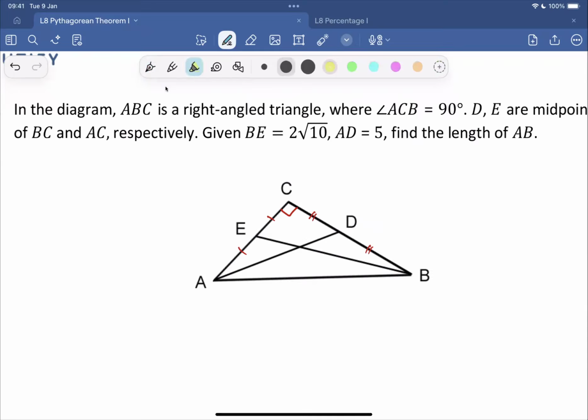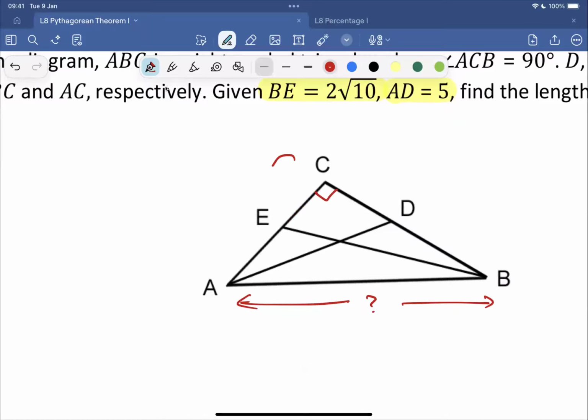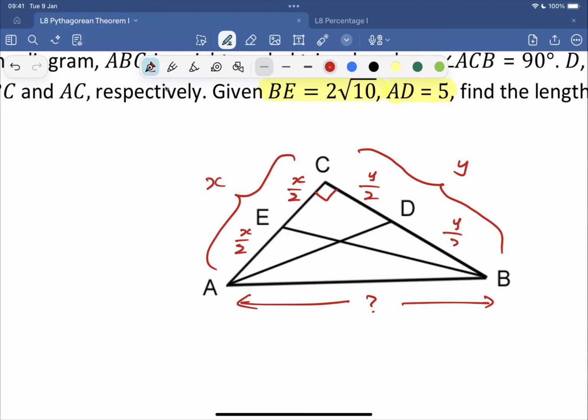Okay, let's highlight that. And the length of AD is 5. So now they're asking you to find the length of AB over here. What is this length? Don't worry, students. Come, let's label the diagram first. What if we call the entire side here X? So if that's the case, then this must be X over 2, this must be X over 2. What if we say that this length here is Y? Then this is Y over 2, and this is Y over 2.